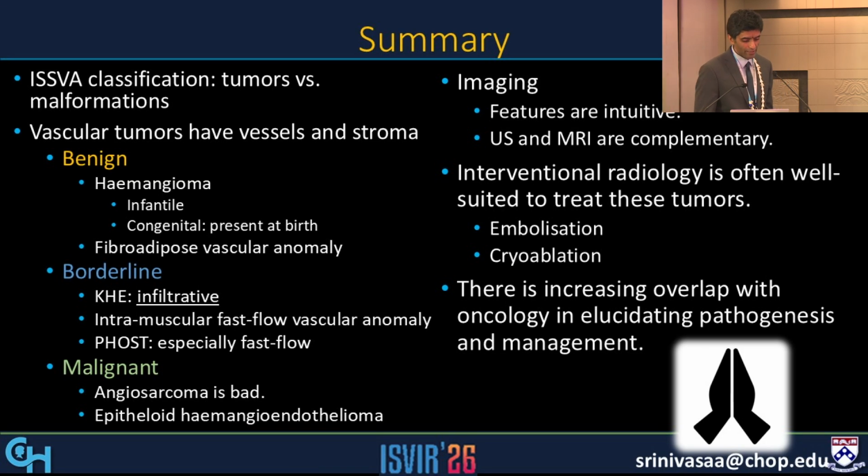So, summary: the ISSVA classification, tumors versus malformation, is a big division. Tumors have stroma, vascular malformations don't. Big divisions are benign, borderline, and malignant. We covered hemangioma in your benign category, infantile and congenital. Fibro-adipose vascular anomaly is also benign. Borderline is KHE, intramuscular fast flow anomaly, and also the two PTEN hamartoma of soft tissues. Finally, malignant is angiosarcoma and EHE, epithelioid hemangioendothelioma.